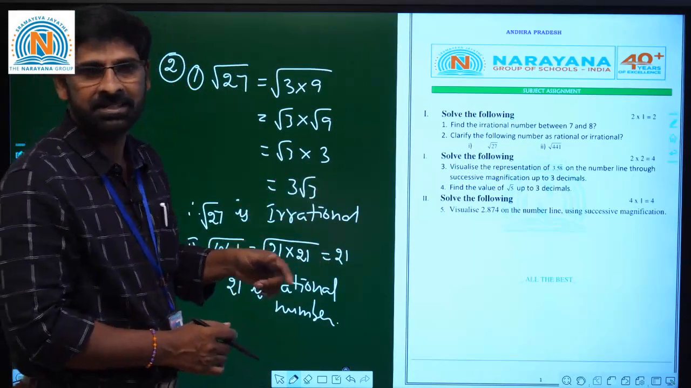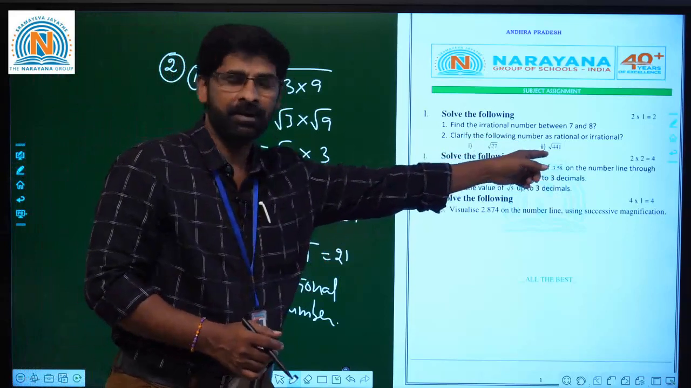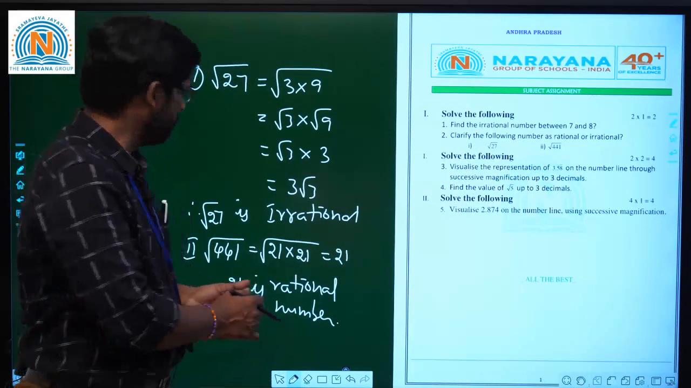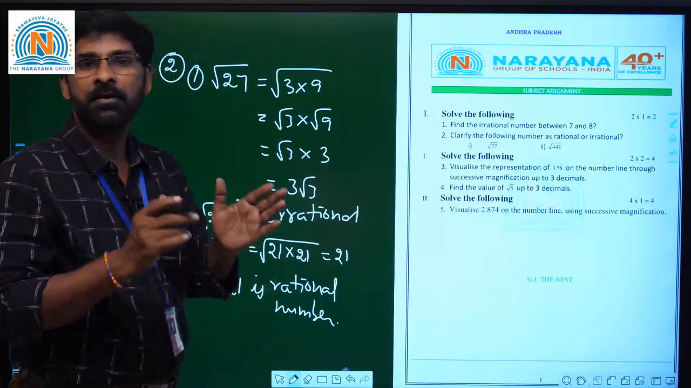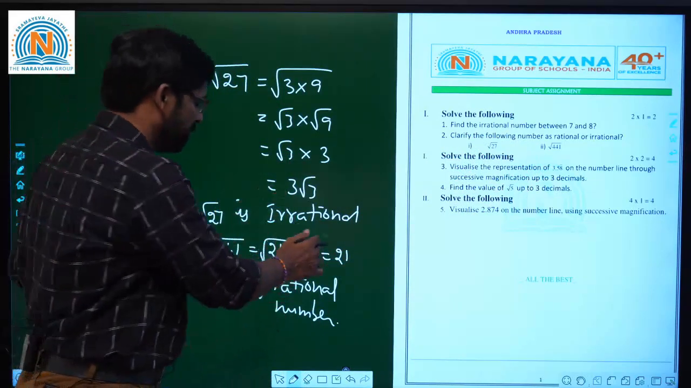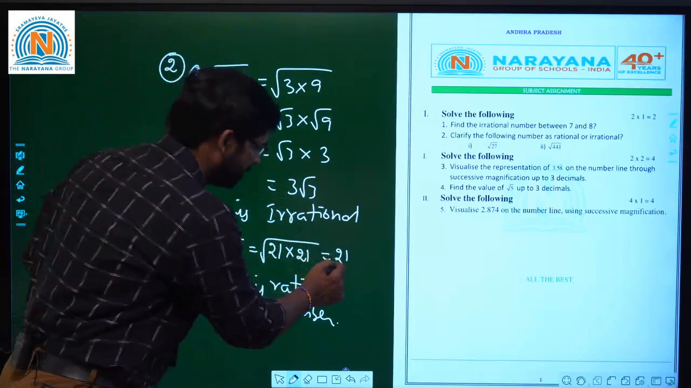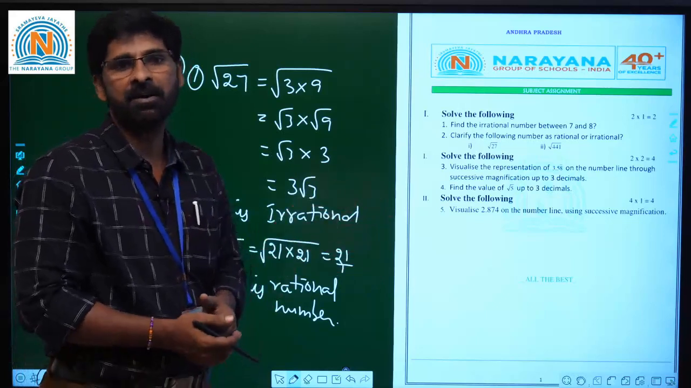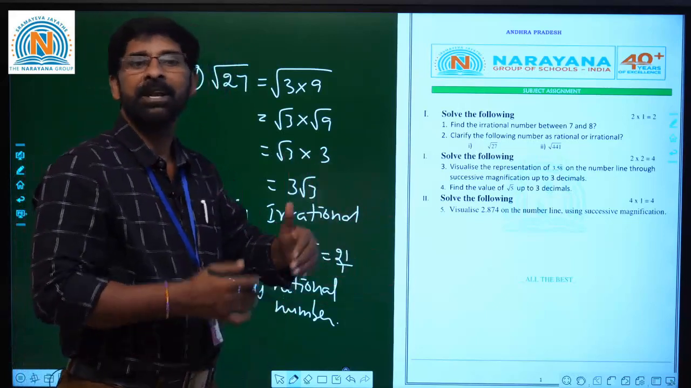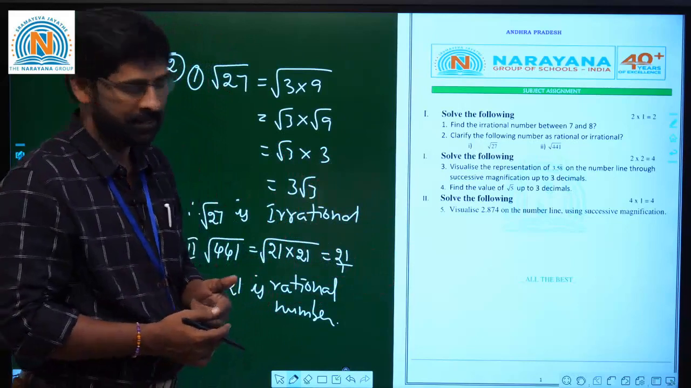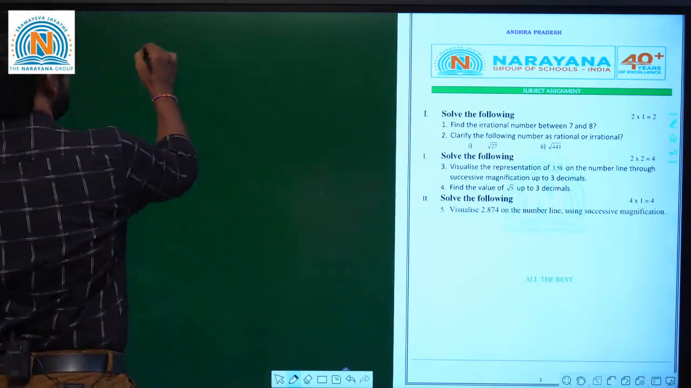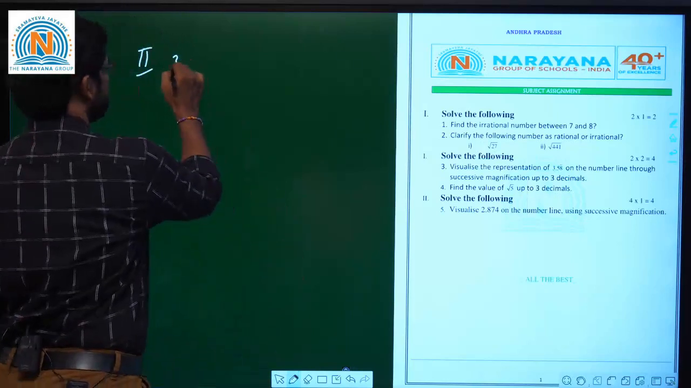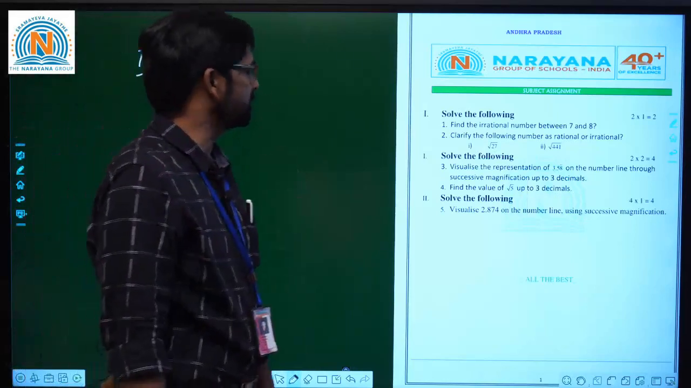Next, second one is root 441. 441 is a perfect square. So 441 can be written as root of 21 into 21. You get 21. So 21 can be written as 21 by 1. So it is a rational number. Why? Because 21 can be written in the form of p by q. Okay. Next, in the second Roman, third question.